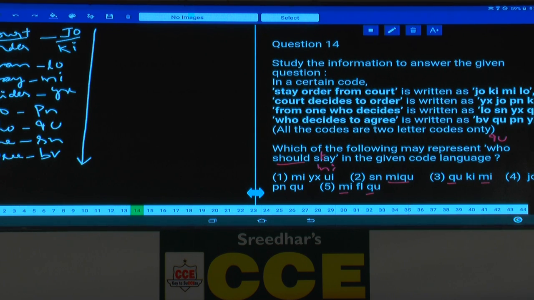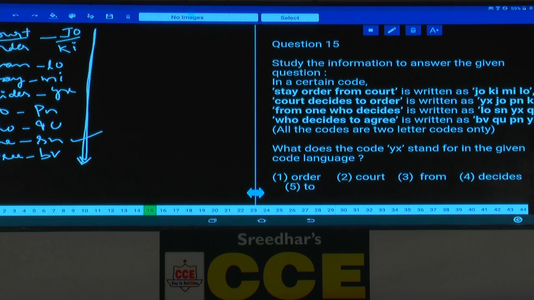Then what is the code here? Now can it be choice 2? In choice 2, SN. Yes, SN is the code for 1, hence it cannot be the code for should. Next one, KA. KA is the code for either code or order, hence it cannot be the code for should. 3 is also ruled out. Next one, the fifth one, FL. FL is nowhere given in the codes, hence FL can be the code for this. Hence choice 5.